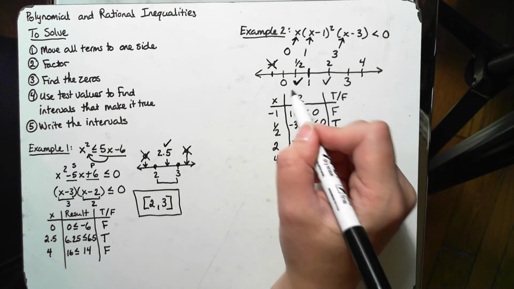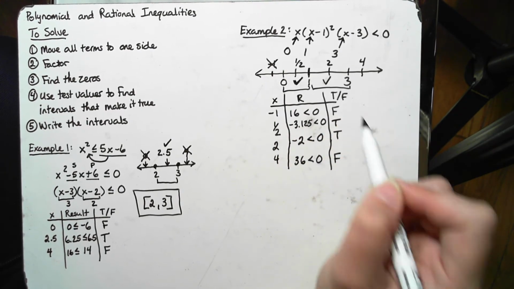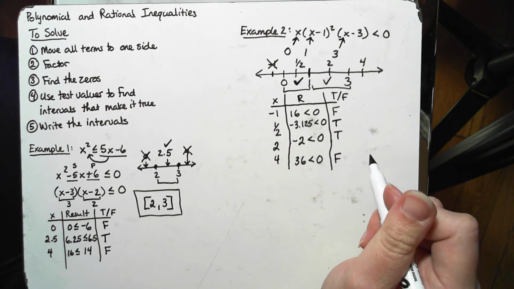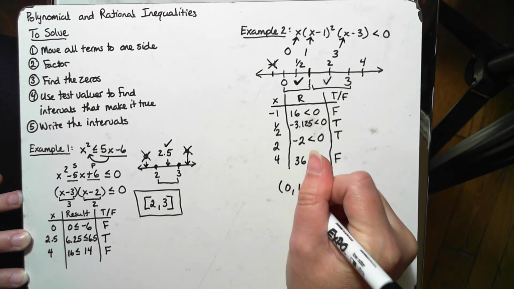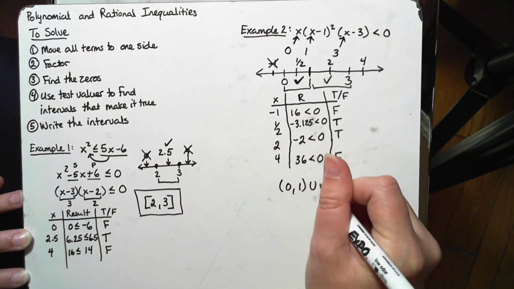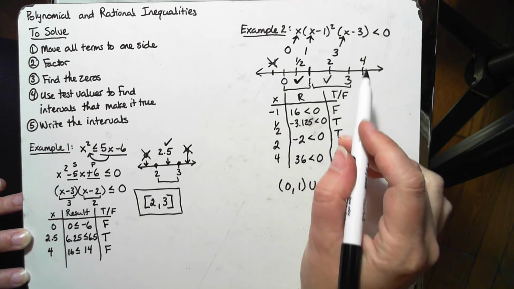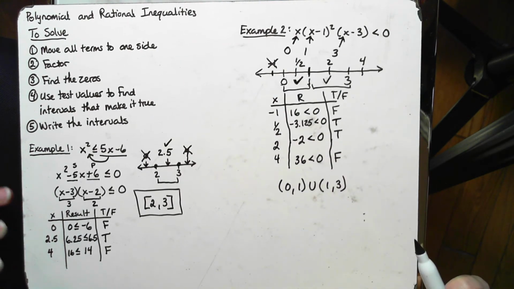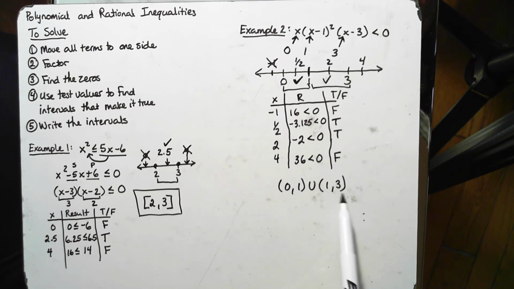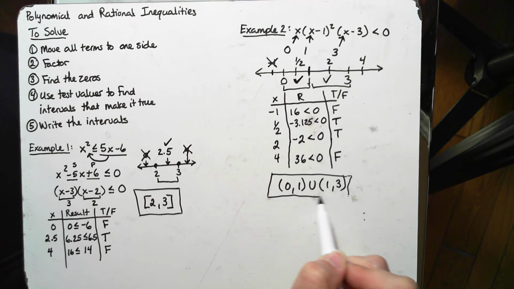Okay, so I need 2 separate intervals, the interval from 0 to 1 and then the interval from 1 to 3. But 1 is not included. None of these numbers are actually included that I'm listing here because it says that I cannot have it equal 0. And these are the zeros. These are the values that make it equal 0. So this is my final answer. It's the interval from 0 to 1 and the interval from 1 to 3.